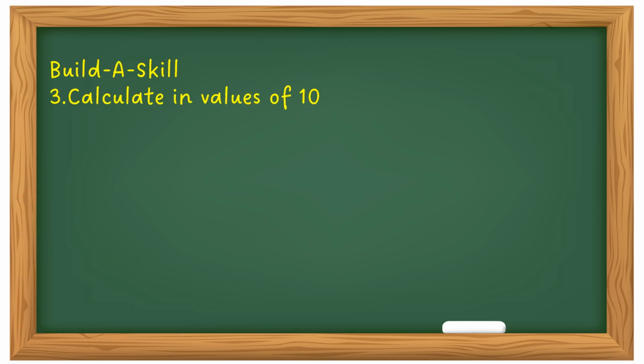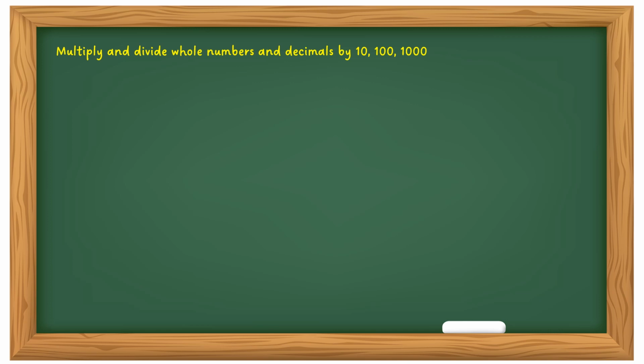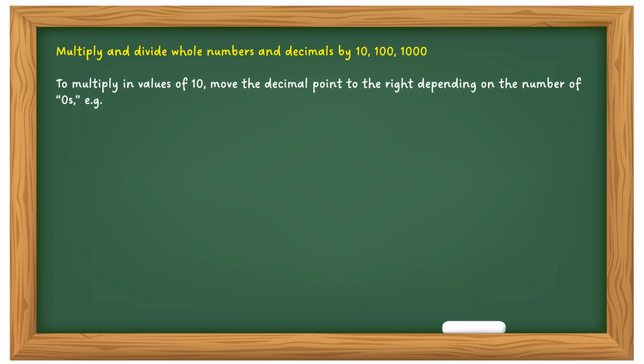Now let's look at skill 3, calculating in values of 10. Multiply and divide whole numbers and decimals by tens, hundreds and thousands, anything with a 0 basically. To multiply in values of 10, you move the decimal point to the right depending on the number of zeros. For example, 10 times 2.4. There's one zero in there, so you take the decimal point, move it one place to the right, and you can see the answer is 24.